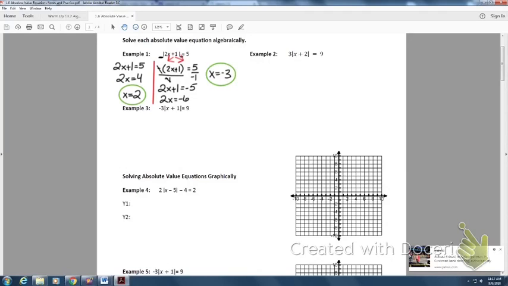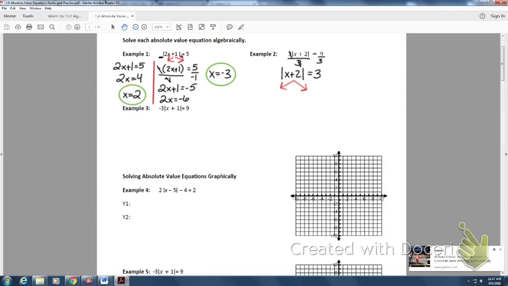Okay, so if I go over to example 2, I said before we started that you always want to isolate the radical. So what would the first step be on example 2? What do I need to do with the 3? Divide both sides by 3 because it's 3 times the absolute value. The opposite of multiplication is division. And then once you have the absolute value isolated, now is when you split it up into 2.